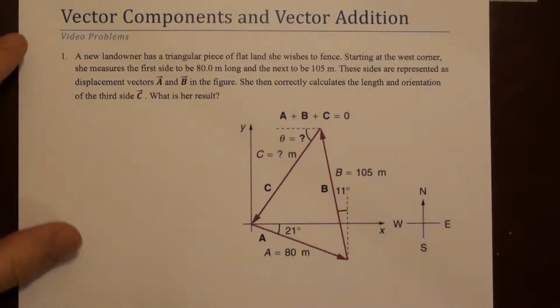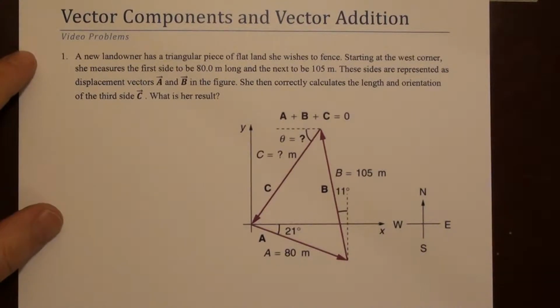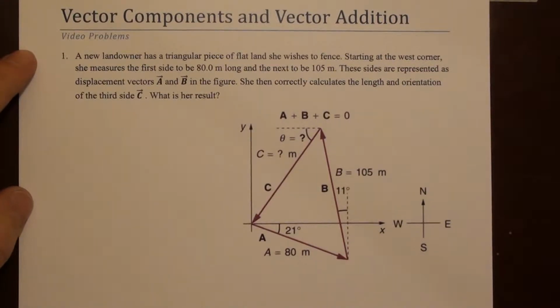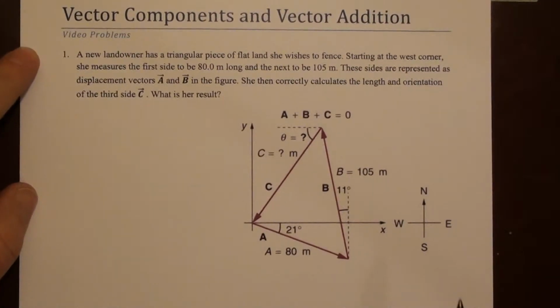So this worksheet covers vector components and vector addition. We're told that a new landowner has a triangular piece of flat land she wishes to fence. She measures two of the sides, A and B here, to be 80 meters and 105 meters respectively.